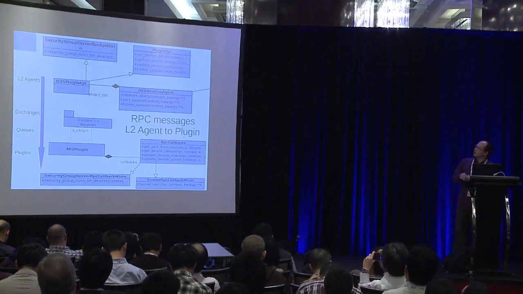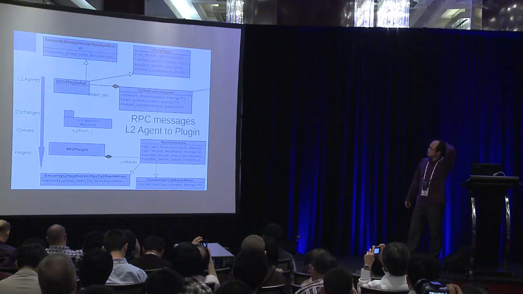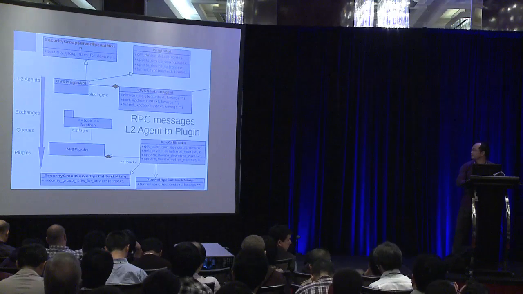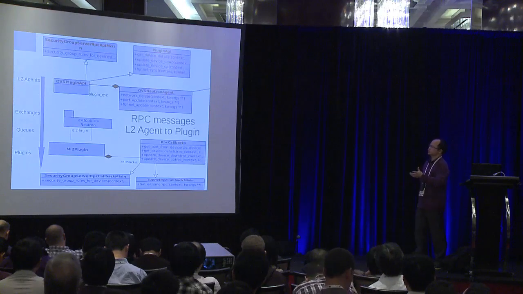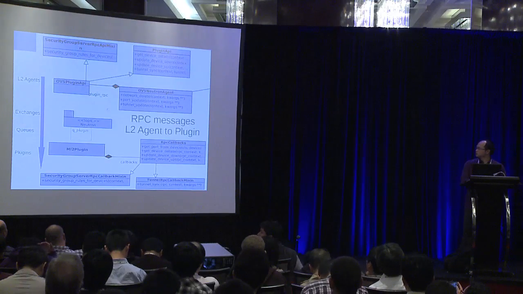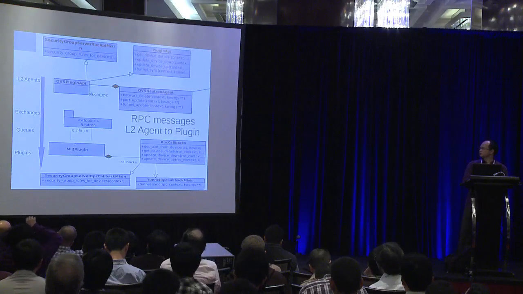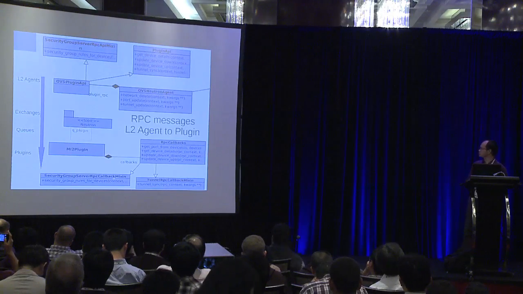So let's go from another direction. Sometimes the agent needs to actively communicate with the plugin. The exchange used is the Neutron topic exchange, and the queue is the plugin queue. And then the plugin has related callback functions defined.